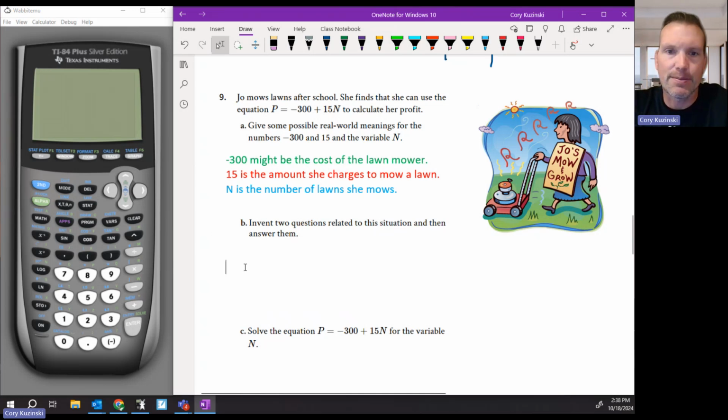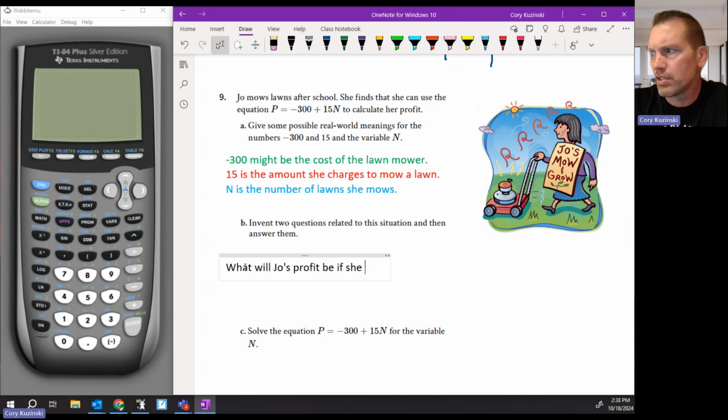Invent two questions. Okay, a couple questions we could ask. One, what will Joe's profit be if she mows about 14 lawns? That's like two per day. Let's make it three. She's got to pick up the pace. 21 lawns, three per day for a week.